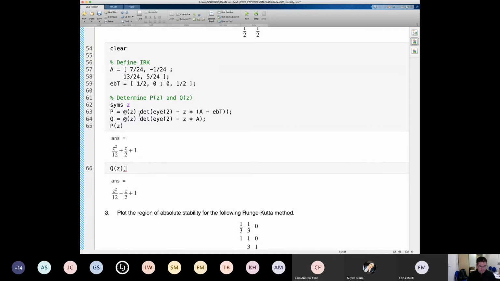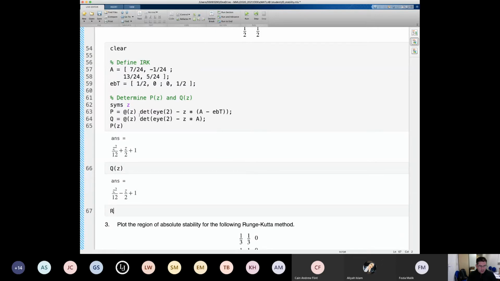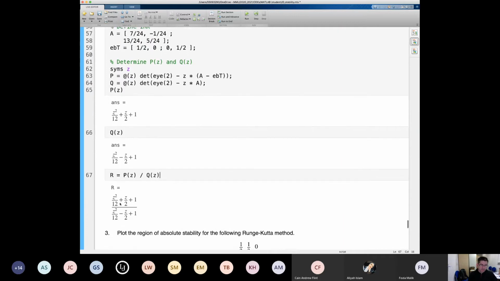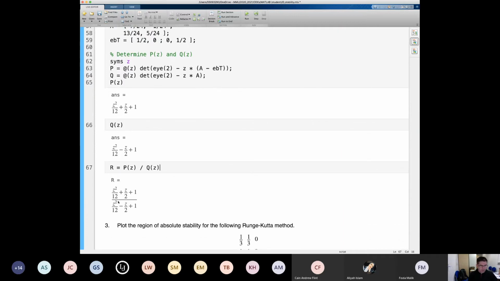Now I'm going to call it, too many R's, our RZ function is PZ divided by QZ. What MATLAB will do here is try to simplify it. No, okay, it's given us it in this form. Sometimes it does try to simplify it, and sometimes it gives it to you in a much too complicated way and you then have to manually simplify it yourself.